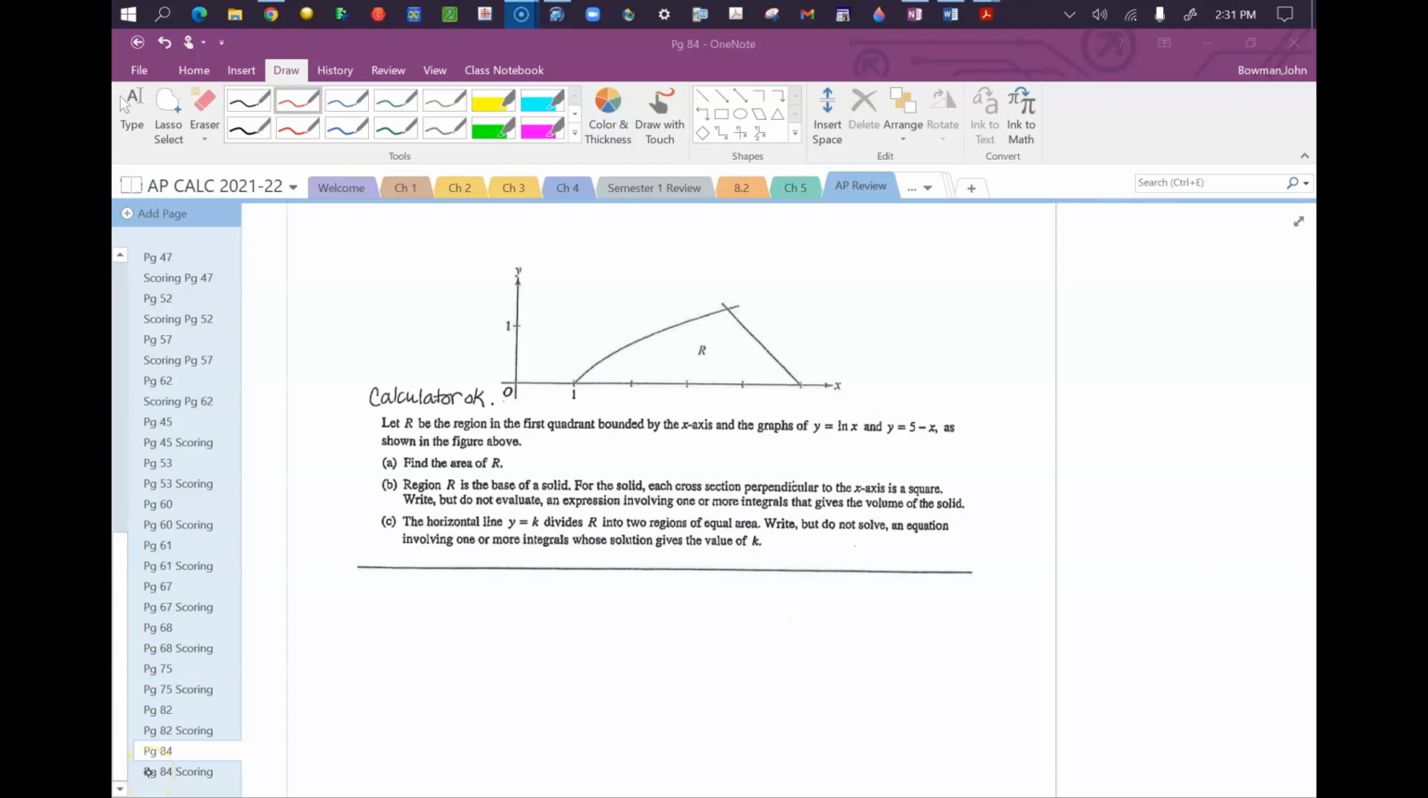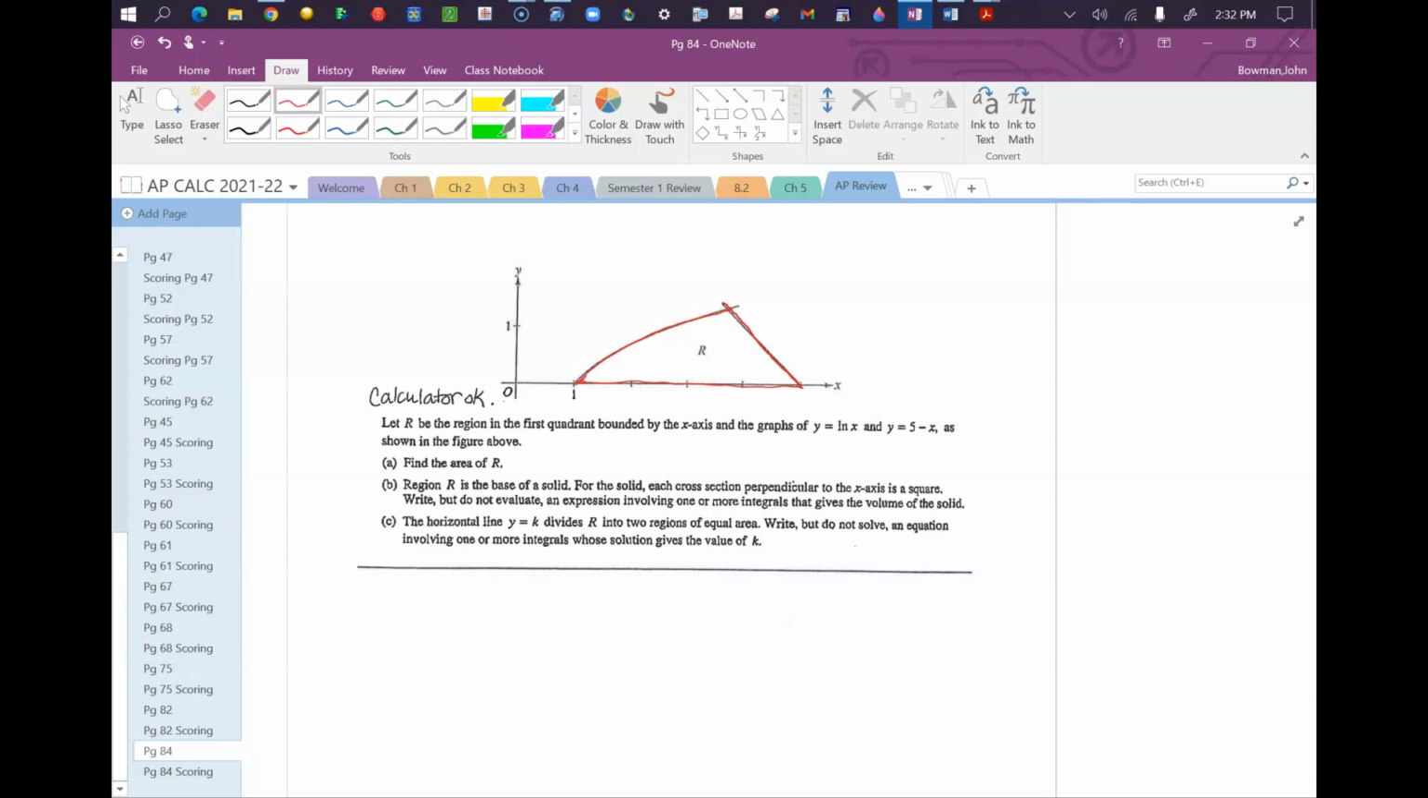In this problem, we're going to address area and volume again, so let's take a look at it. It's a calculator OK problem. Let region R be the region in the first quadrant bounded by the x-axis. So that's the bottom here. And the graphs of y equal ln x and 5 minus x. Well, ln x is obviously this curved part over here on the left, and 5 minus x is over there on the right, as shown in the figure above. Find the area of region R.